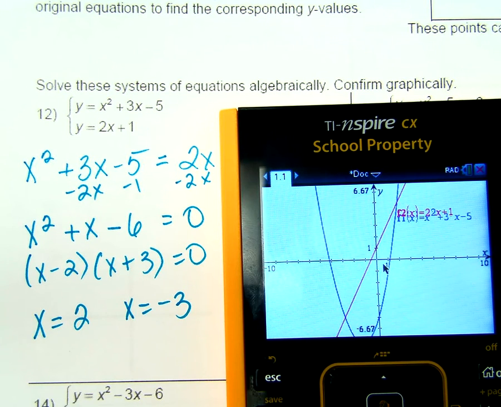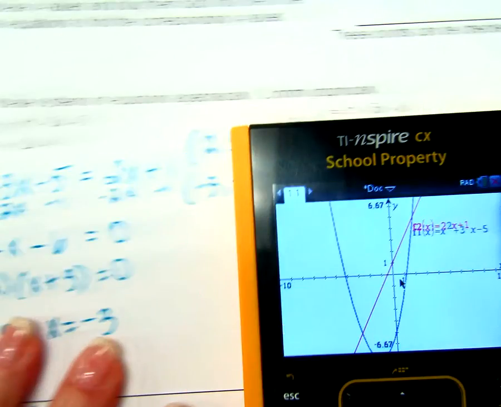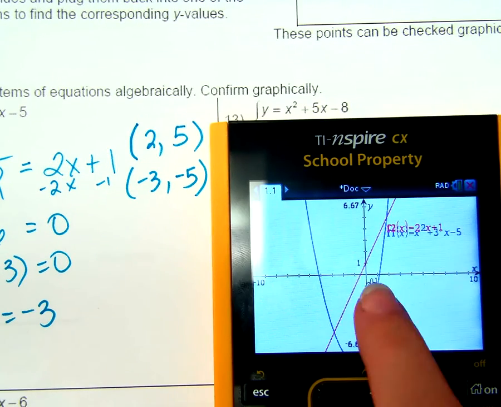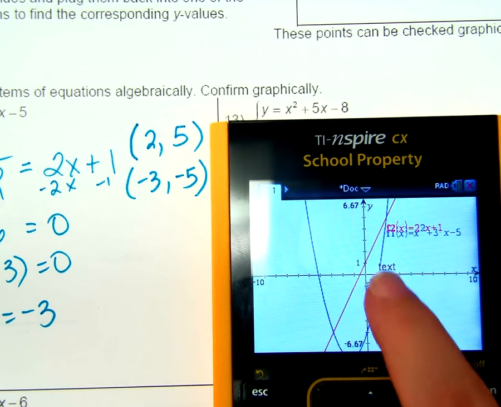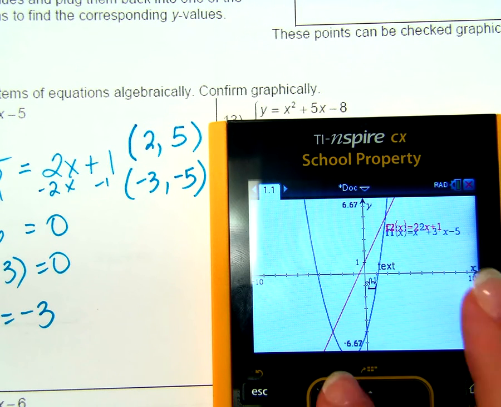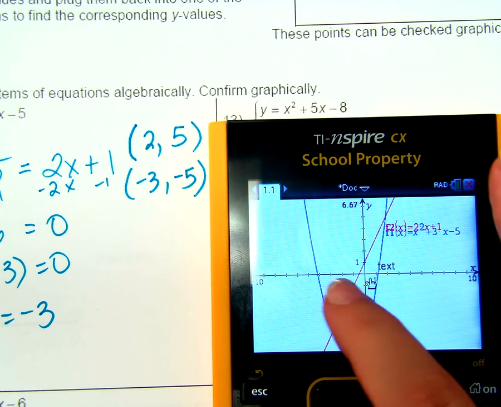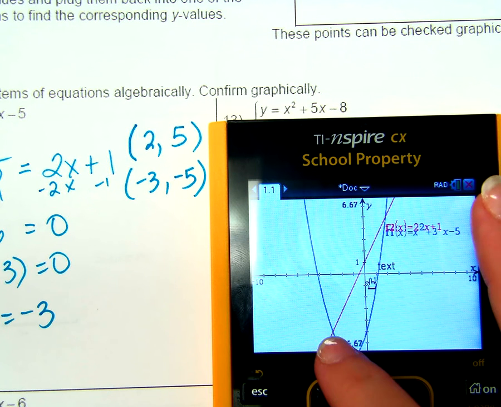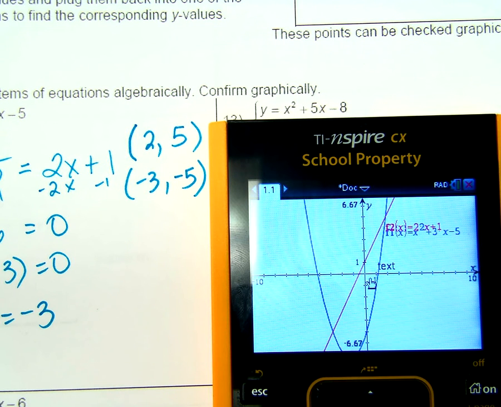Where do I expect it to cross? 2, 5. Is that right? Negative 3, negative 5. Is that right? Now, I just guessed at that, right? Is there a way I can know for sure?